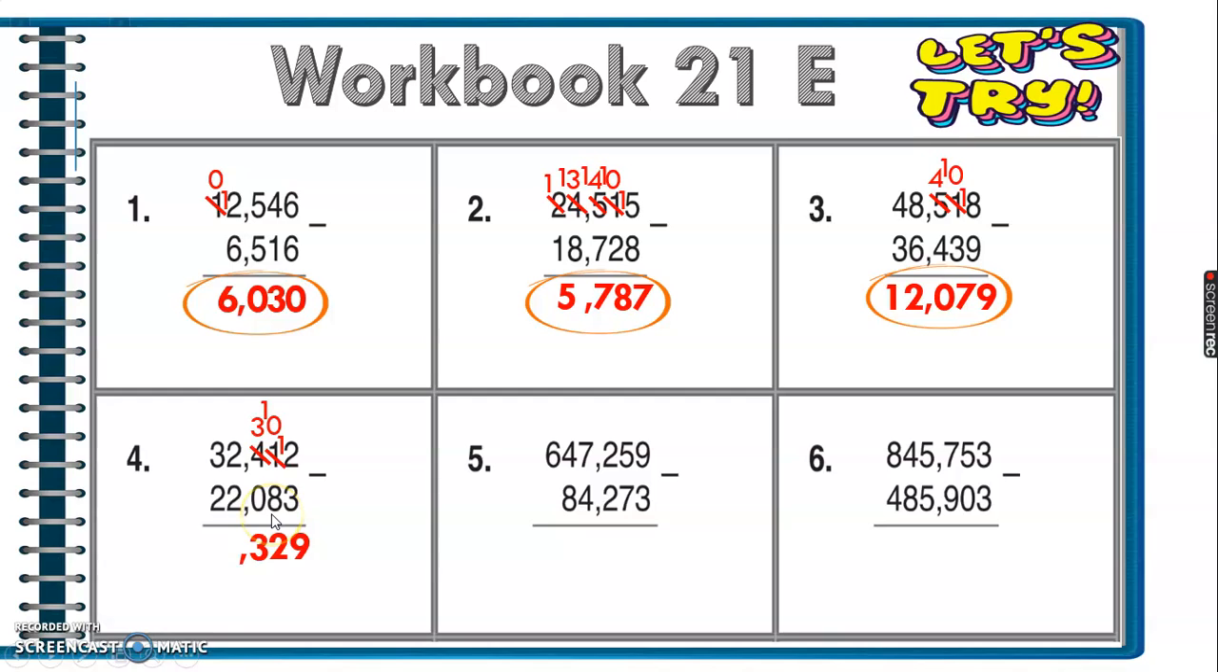3 minus 0 will be 3. 2 minus 2 is 0, and 3 minus 2 is equal to 1. Therefore, number 4, the answer is 10,329. So let's proceed to number 5.